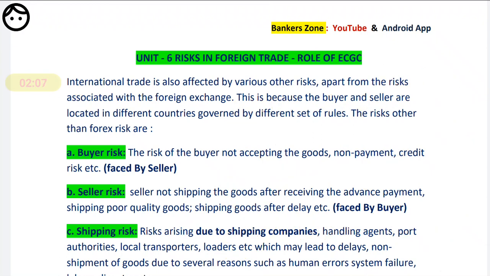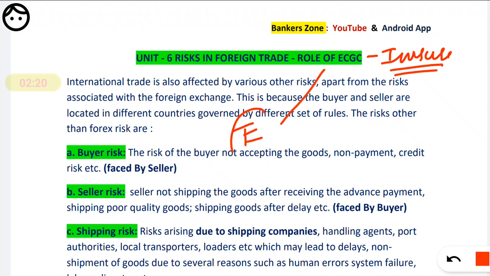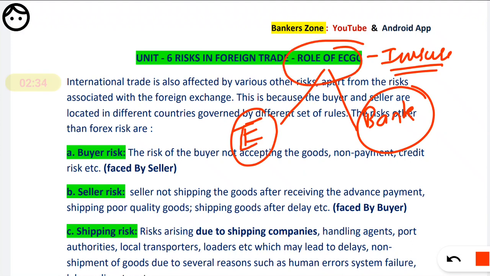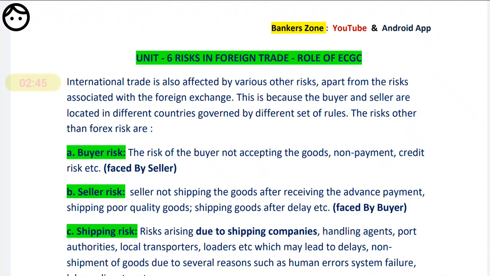Okay, so in this session we are going to discuss two parts. Very first, ECGC provides insurance to whom? First, to the exporters, and second, to the banks who give finance to the exporters. In this session we will discuss the insurance provided by the ECGC to the exporters. In the next session we will discuss how the insurance is provided by ECGC to the banks. So let's start.